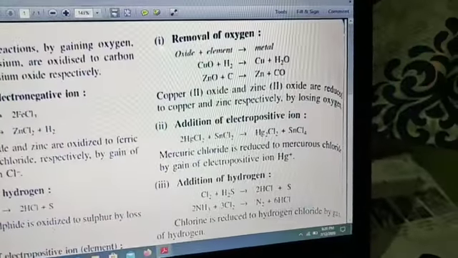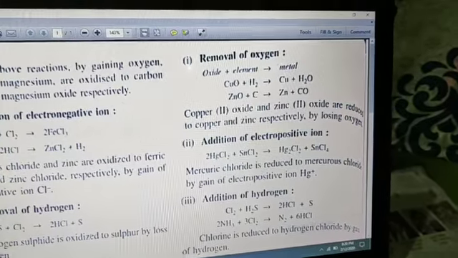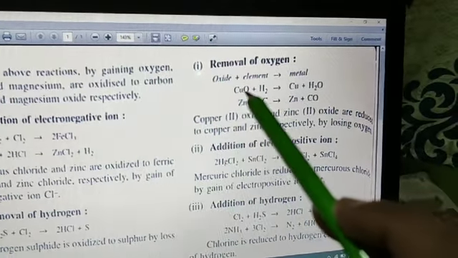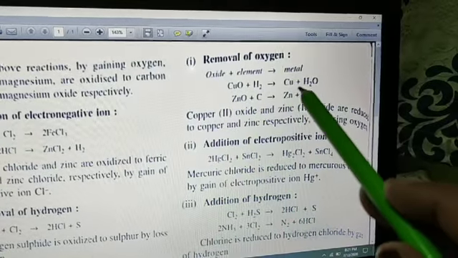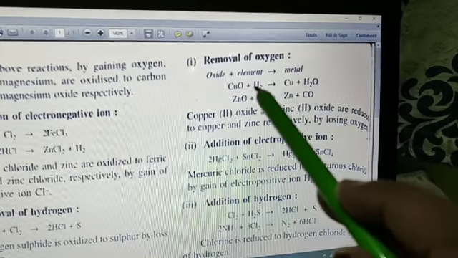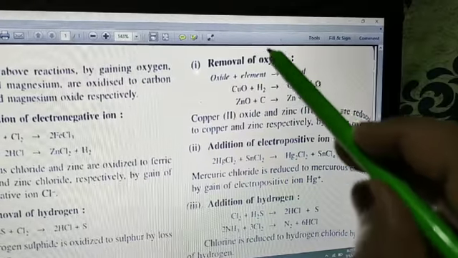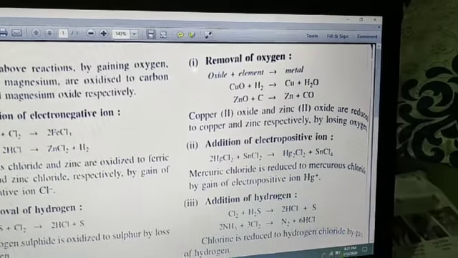Next we have other definitions as well. Reduction is also defined as removal of oxygen. So when copper oxide reacts with hydrogen, it forms copper and water. Over here we can see that oxygen is removed from the copper oxide. So it is a reduction process, we can say.